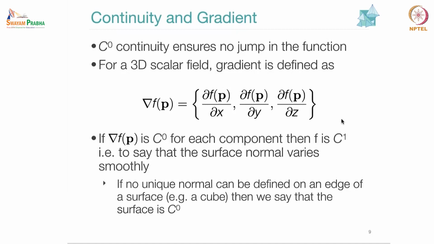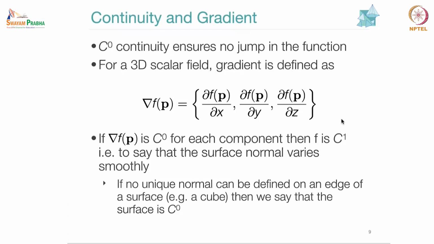Okay, so what can we say about the function from its given gradient? Let's say the gradient is only C0, then we could say that the implicit function f is C1. It basically says that the normal varies smoothly and the surface is C1. Everybody understands C0, C1 continuity, right?